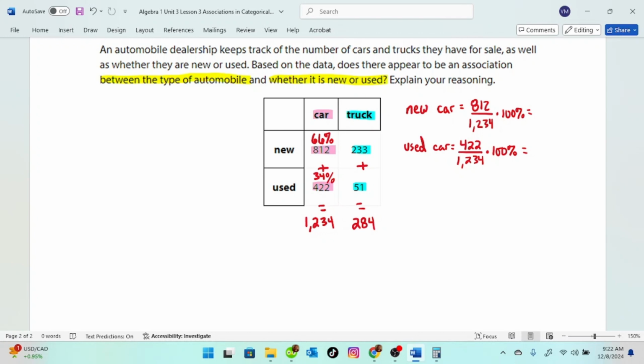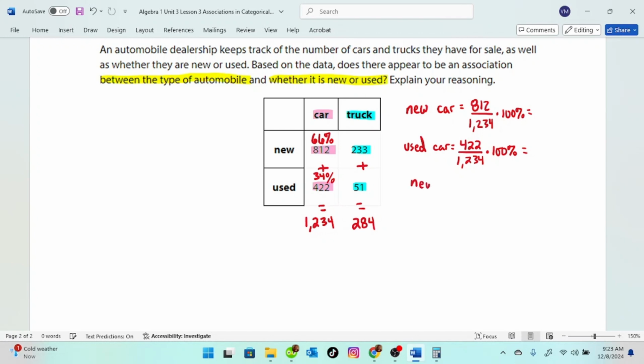So now we're going to look at the truck. If the percentages come out similar, then there would not seem to be an association. But if we see a big change in those percentages, then there would seem to be an association between whether it's a car or a truck and whether it's new or used.